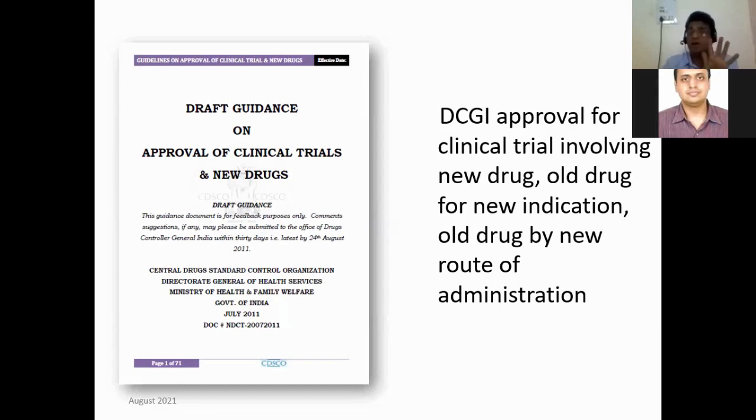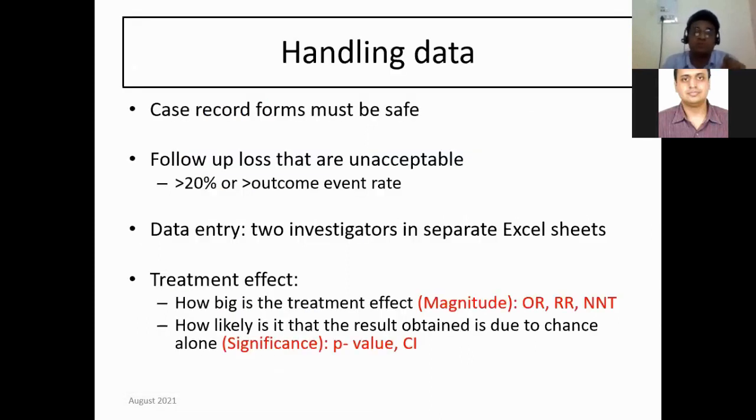So ideally, IEC clearance should not be given to a trial which is involving new drugs, or an old drug for a new indication, or an old drug by a new route of administration. So ensure that DCGI approval is taken. Ultimately, let me tell you, it is the researcher's liability. So you have to be really very careful when you're doing it.